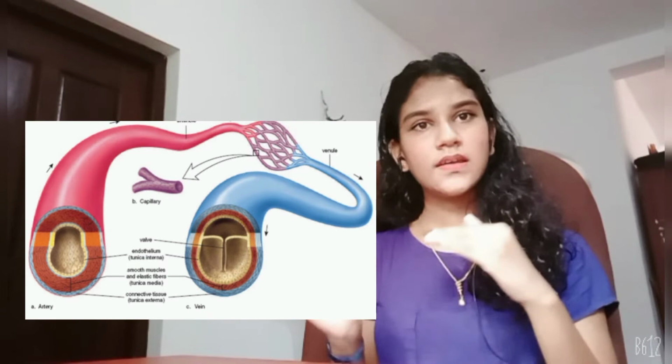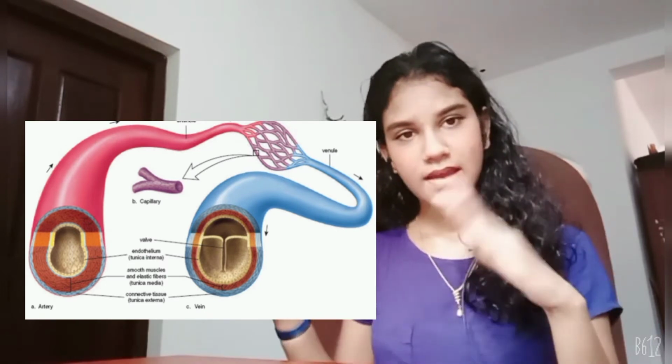The veins are not as elastic and thick as the artery walls, because the pressure inside the veins is relatively low compared to the arteries. That's why their walls are thin and less elastic than artery walls.